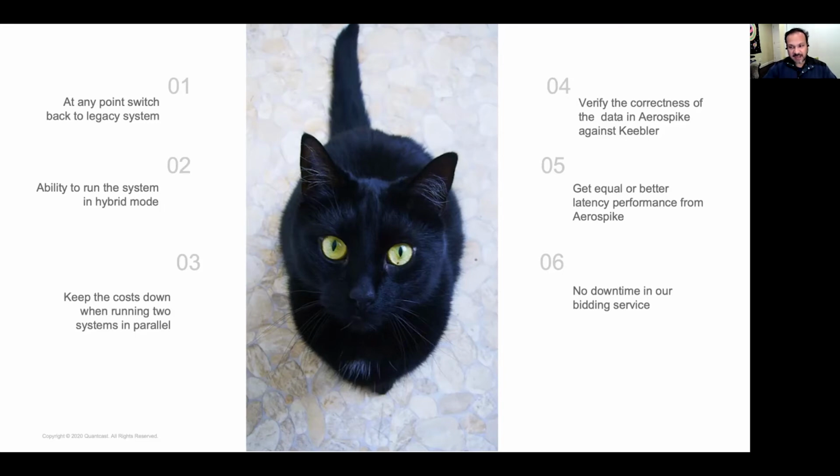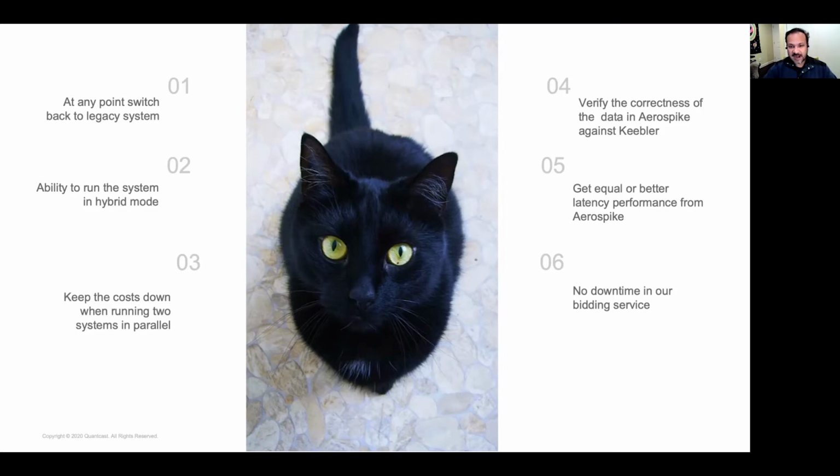These were the main requirements for the migration. We wanted to be able to switch back to the legacy system at any point. So we should be able to stop using Aerospike and switch back to Keebler if there were any performance regressions. We wanted the ability to run our cluster in a hybrid mode.